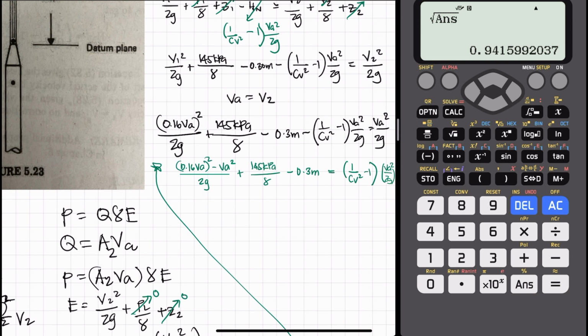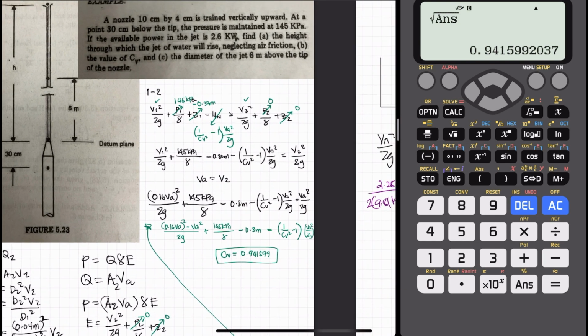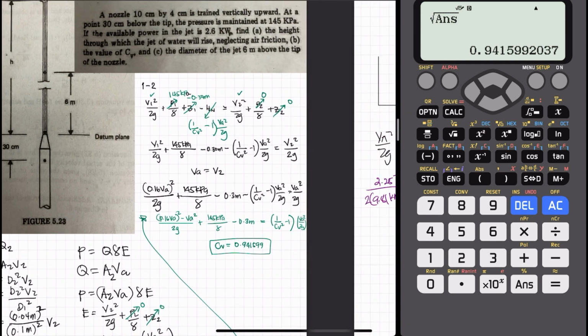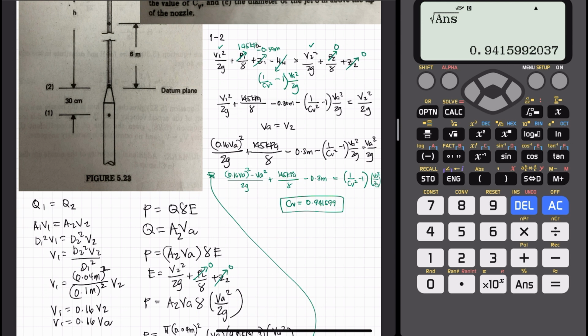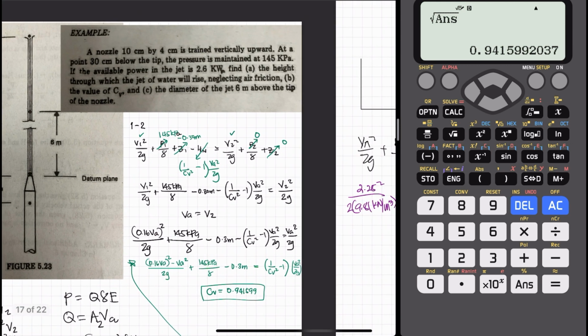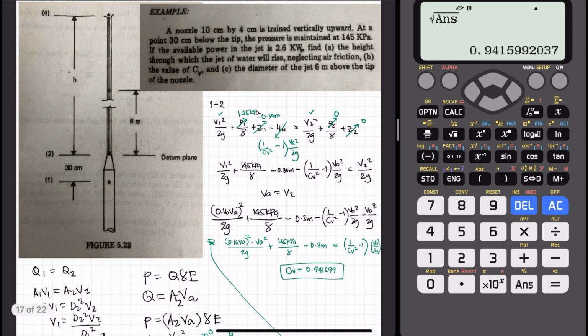0.94. CV is equal to 0.941599. Say that is the coefficient of velocity. Nasagutan natin yung V. Then since nakuha natin yung V, meron na tayong actual velocity we can also solve for the Q. Hinahanap ba yung Q? Find the height and diameter of the jet. Okay, so hindi pala natin kailangan ng Q.